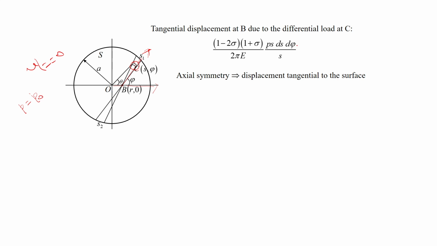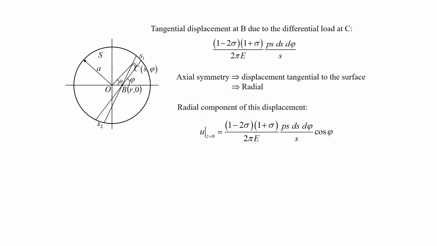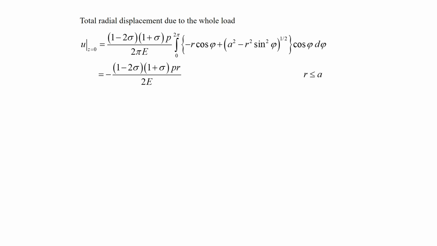Here p is constant, so basically p0 you can write, and this s gets cancelled, and we need to multiply by cos phi in order to get the horizontal displacement u in the direction of r. We integrate with respect to s and phi the way we did for the vertical displacement. So, for a given phi, s varies from s1 to s2, and here p is constant. Here we will get (1 minus 2 sigma)(1 plus sigma) by 2 pi E, times p, times (s2 minus s1). We obtained s2 minus s1 in the last lecture. So, finally, it will come out to be something like this.